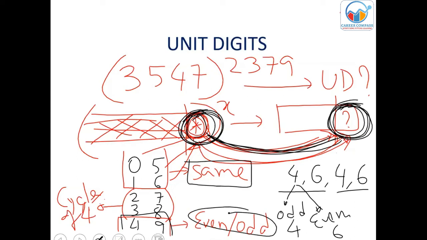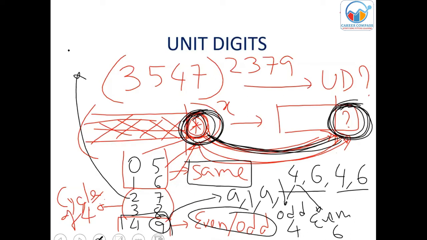Same rule applies for 9. If I look at 9, the numbers will be 9, 1, 9, 1, 9, 1 that way. Which means every odd power of 9 will give you a unit digit of 9 and every even power of 9 will give you a unit digit of 1. What about 2?